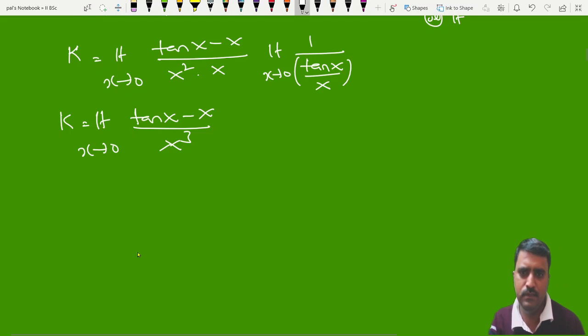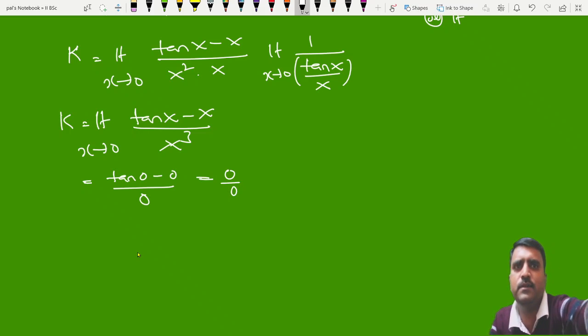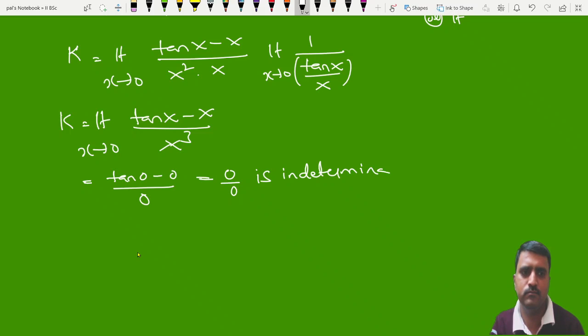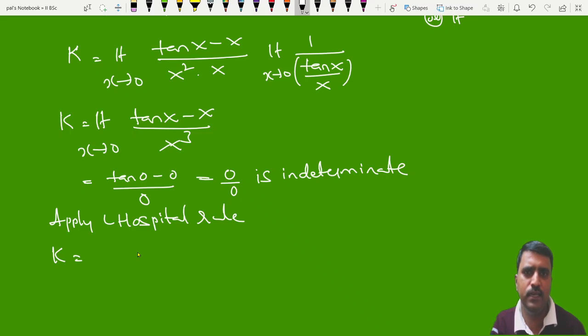So which is equal to tan 0 is what? Tan 0 is 0, so it is 0 by 0. 0 by 0 is indeterminate. So now you apply L'Hospital rule. According to L'Hospital rule, you differentiate numerator and differentiate denominator separately, and after that you apply the limit.